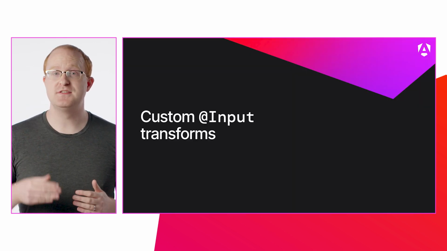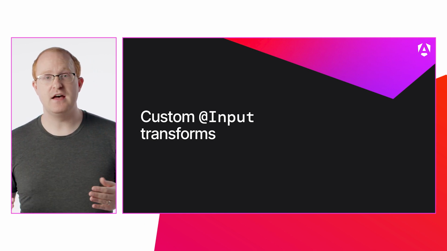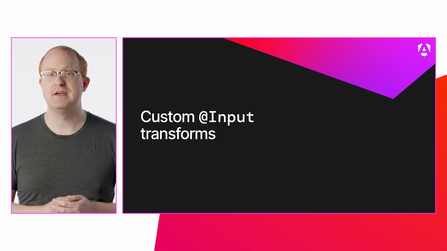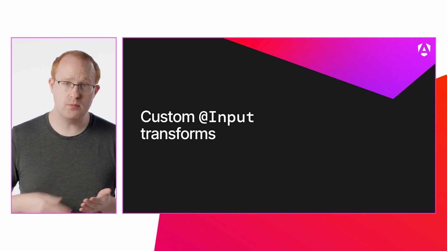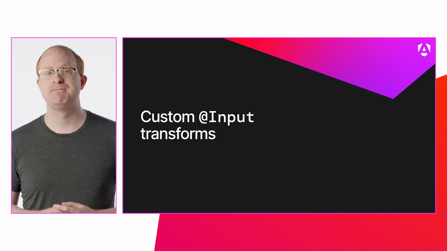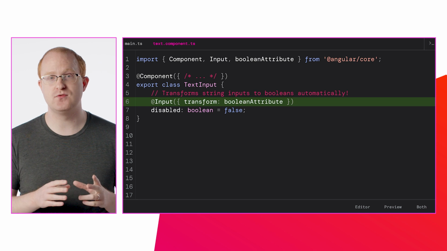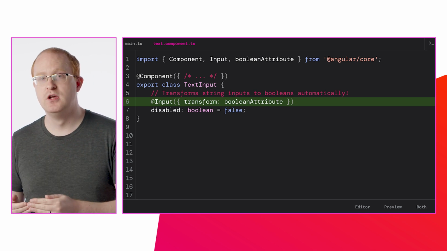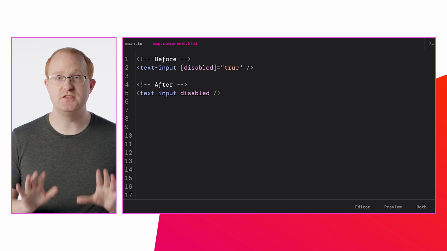Angular inputs have received some updates as well. You can now add custom transforms, which update values as they are received as inputs. This allows components to accept a wider variety of inputs and then normalize them to a standard type. In this case, we're using the built-in boolean attribute transform on an input called disabled to convert its value to a boolean. This makes the input much easier to use.